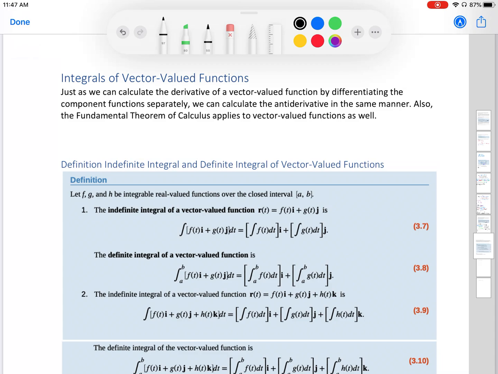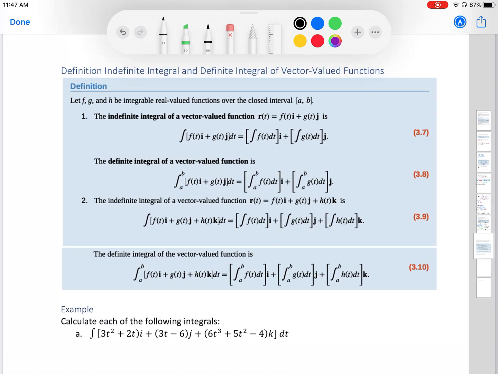Integrals of vector valued functions. Just as we calculate the derivative of a vector valued function by differentiating the component functions separately, we can calculate the antiderivative in the same manner. Also, the fundamental theorem of calculus applies to vector valued functions as well.